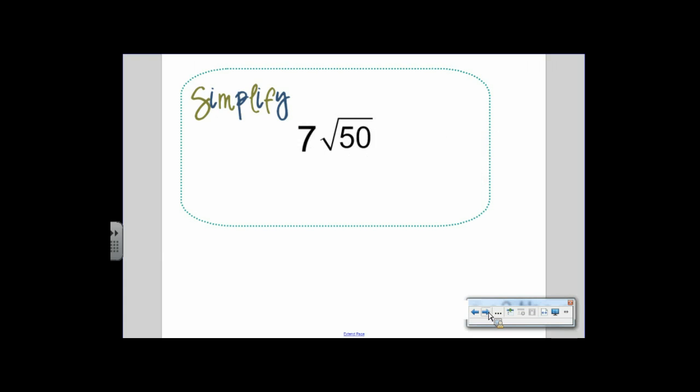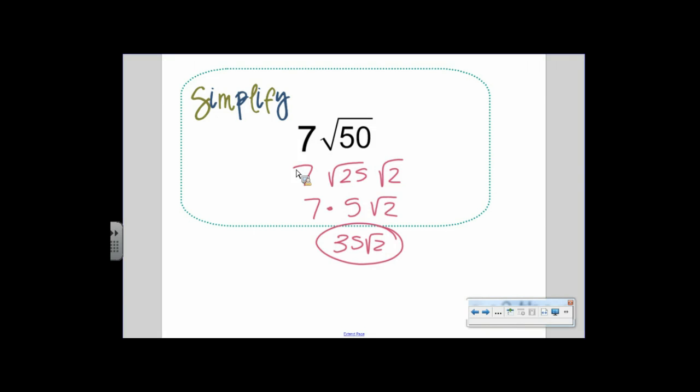Next one, try this one. I'm seeing lots of good answers. We can treat this one with the perfect square way as well. It's 7 times... I know that 50 is 25 times 2, and I know that the square root of 25 is 5. And so we get 35 root 2. Remember that you can always check it in your calculator by plugging in the question and then plugging in what you got and making sure you get the same answer both times.